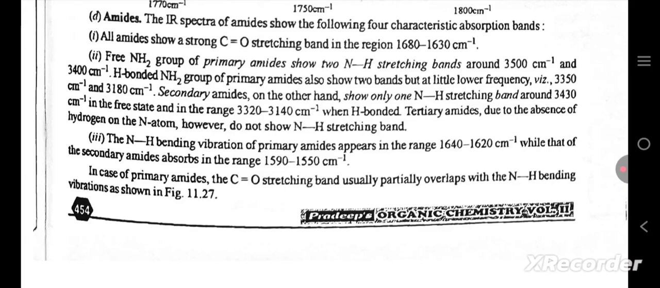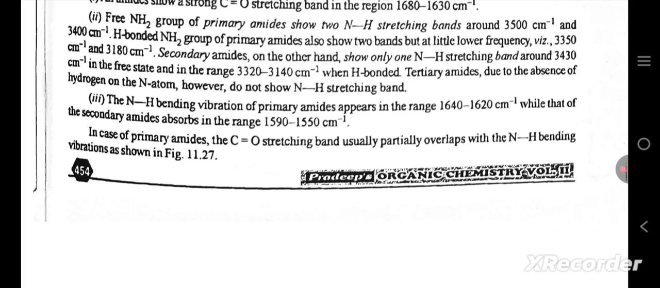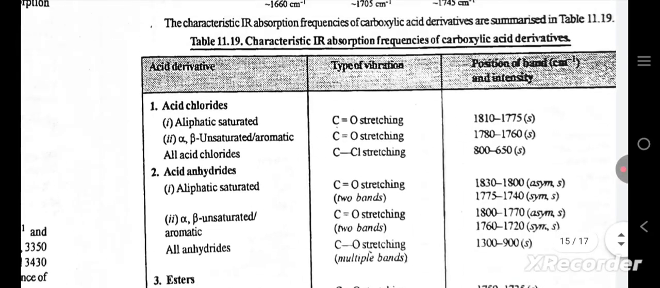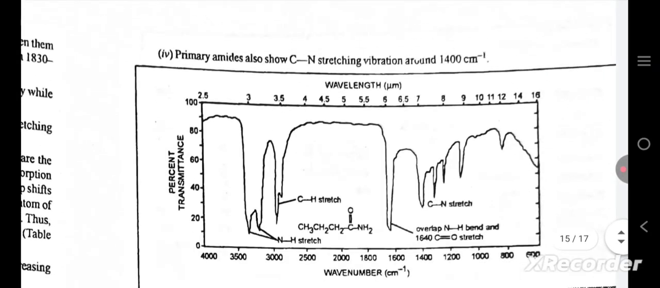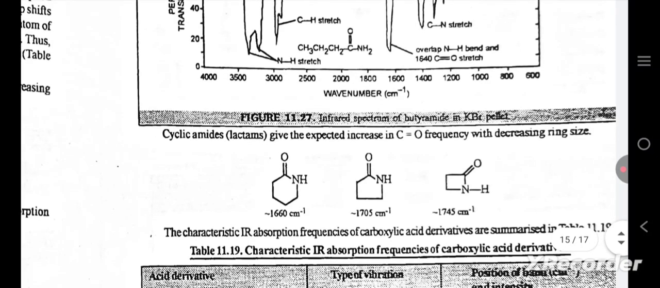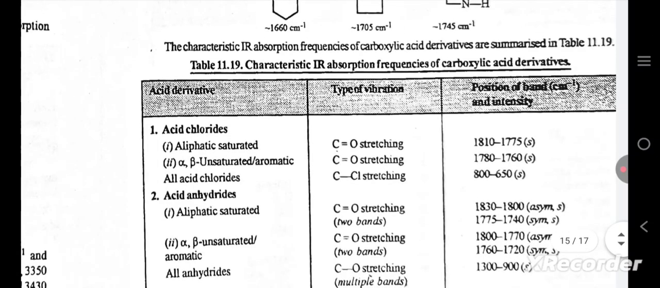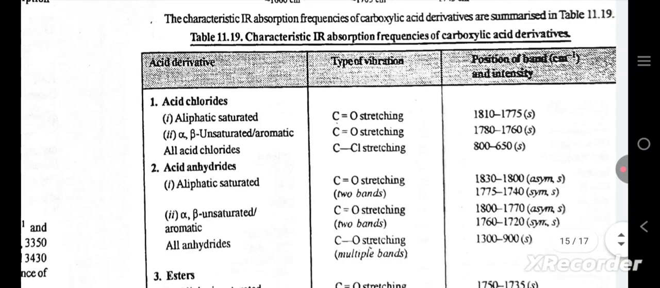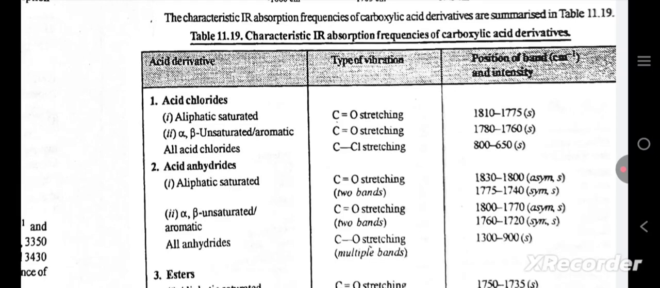In case of primary amides, the C=O stretching band usually partially overlaps with the NH bending vibration, as shown in figure 11.27. Primary amides also show C–N stretching vibration around 1400 cm⁻¹. Cyclic amides, lactams, give the expected increase in C=O frequency with decreasing ring size. The characteristic higher absorption frequencies of carboxylic acid derivatives are summarized in table 11.19. Look at table 11.19, characteristic higher absorption frequencies of carboxylic acids and derivatives.